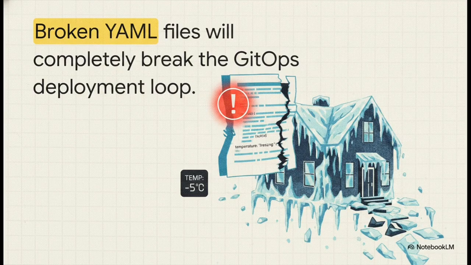You have to remember, because this whole system relies entirely on declarative logic, literally one typo in a config file can break your deployment loop. Powerful automation demands powerful validation. It's like the thermostat analogy again. If you feed a broken temperature sensor into the thermostat, the whole house is going to freeze.